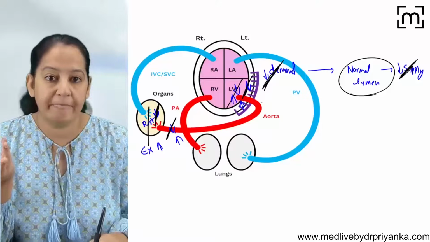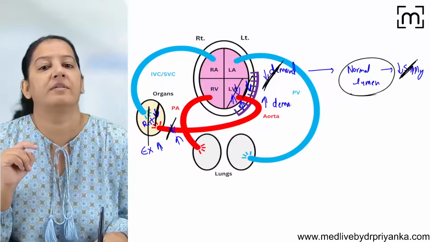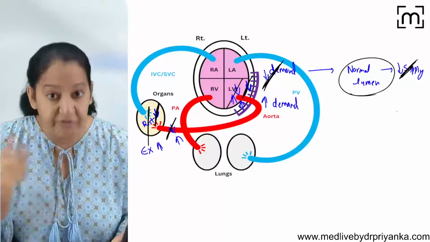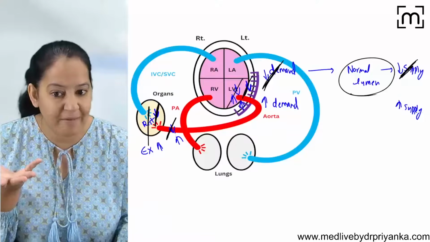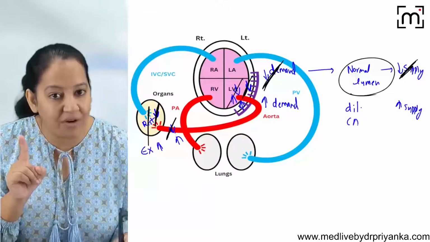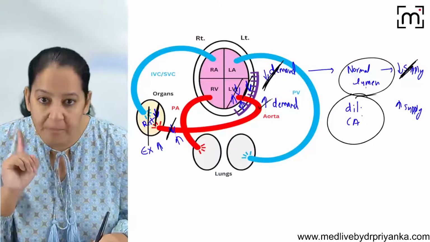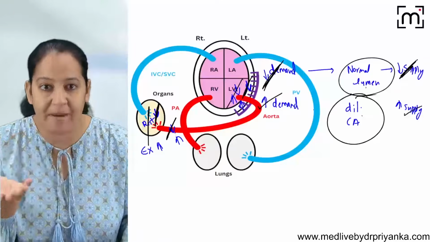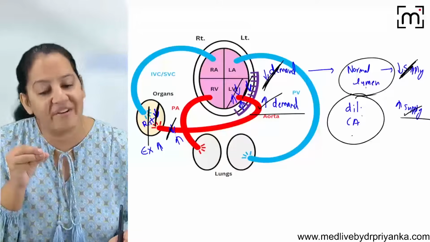So we want the coronary to have more blood. So here the demand is more. To fulfill more demand, we should have more supply. How will more supply be given? By dilating the coronary artery. So during exercise, the coronary artery gets dilated to fulfill more demand, to give more supply. If there is more demand, there should be more supply. To fulfill that, the coronary artery gets dilated.